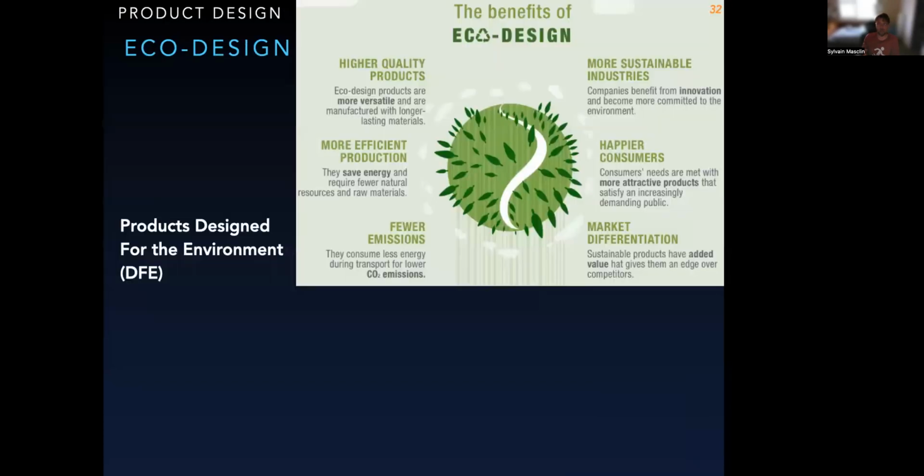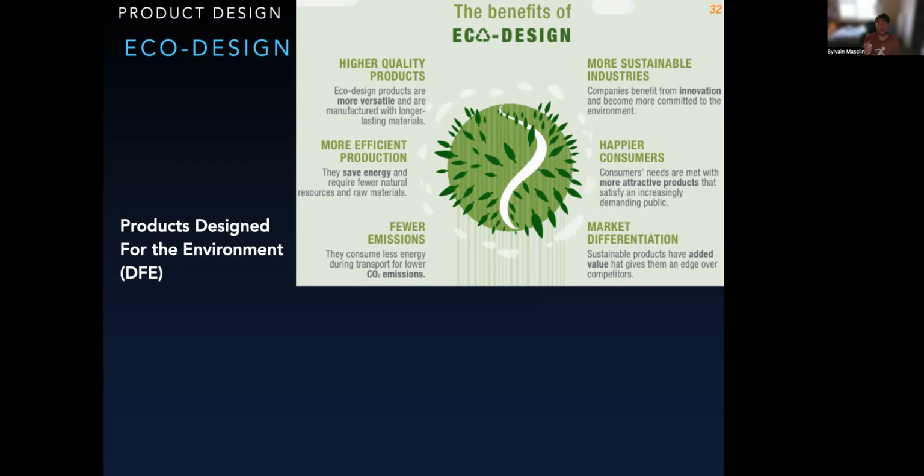So this idea of designing a product to be more ecological is what we call eco-design, trying to make a product that will have less impact from the manufacturing, but keep your consumer happy, having a high quality product, and a more efficient manufacturing site with fewer emissions.